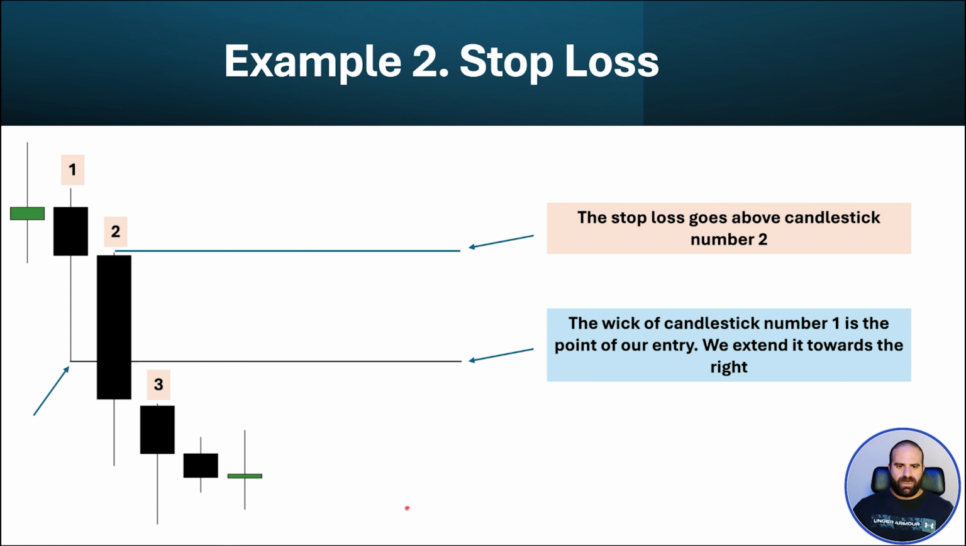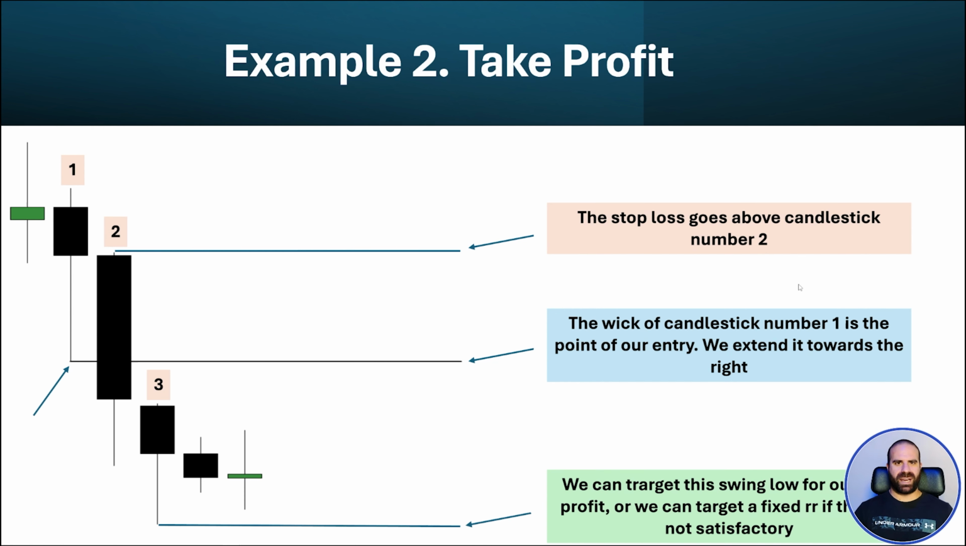What about the stop loss? What did we say in the previous example when we were looking to buy? The stop loss was going below the low of candlestick number 2. Now, of course, we are looking to short, so the stop loss is going above the high of candlestick number 2, above the highest point. What about take profit? We can go ahead and hit a swing low. In this occasion, this would have given like 1.7 to 1 or something, 1.3.